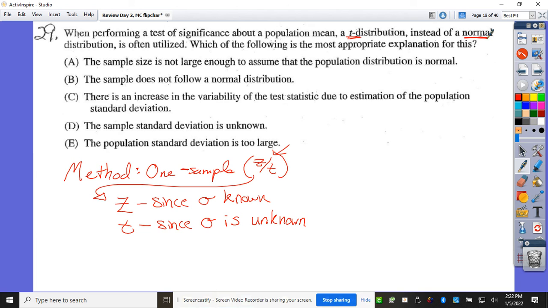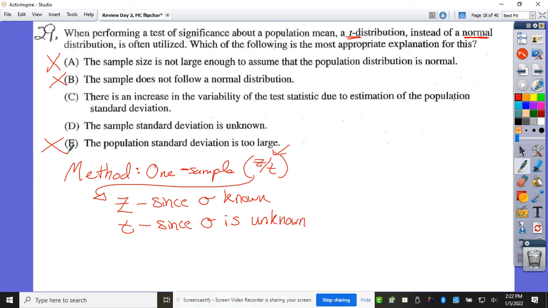The sample size is not large enough to assume the population distribution is normal. Well, the problem doesn't even say anything about that. That's not why we would use Z versus T. The sample does not follow a normal distribution. That's not true. Both of these follow a normal. There's an increase in the variability. I'm going to start at the bottom now. Population standard deviation is too large. Do we have anything said about how big the standard deviation can be?